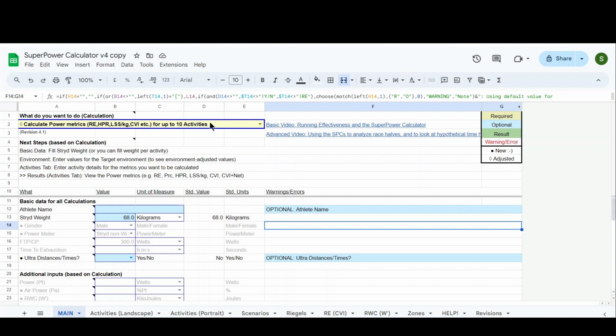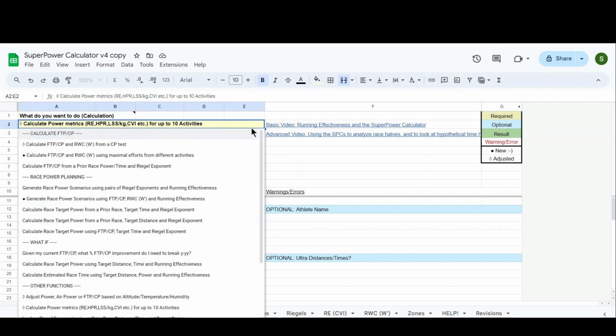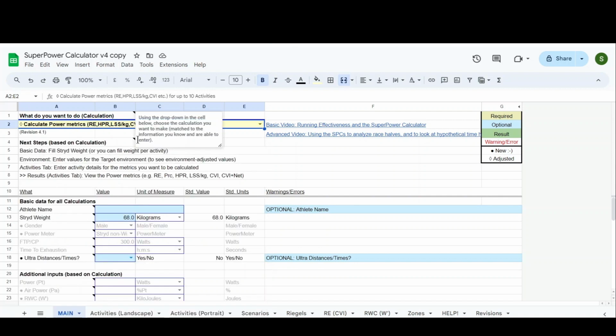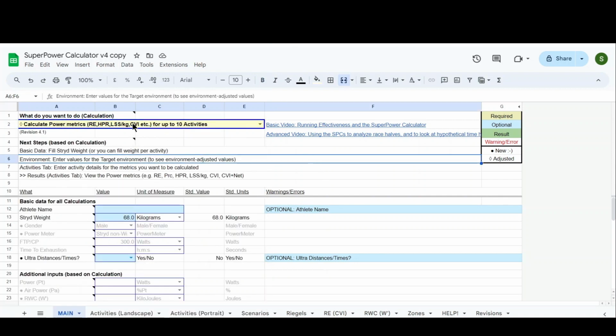What I use, I have my own spreadsheet, but the easiest way for you to do it at this time is to use the SuperPower Calculator, the Google Sheets version, and this particular calculator function. So you just scroll down to this one right here, calculate power metrics, and we're specifically going to want to look at running effectiveness. These others are not critical in race power planning. So SuperPower Calculator, Google Sheets version, this particular function.